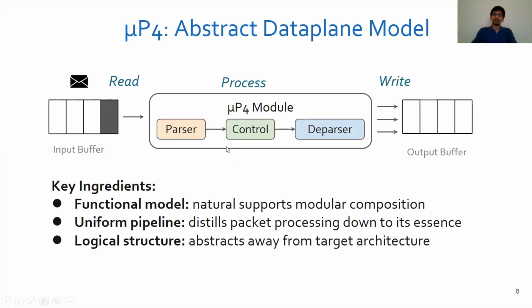Operationally, µP4 has 3 stages. One, a µP4 module reads a packet from a logical input buffer. It processes it using 3 canonical stages, parser, control, and deparser, and then it writes back to a logical output buffer. These read and write buffers are actually just logical buffers.